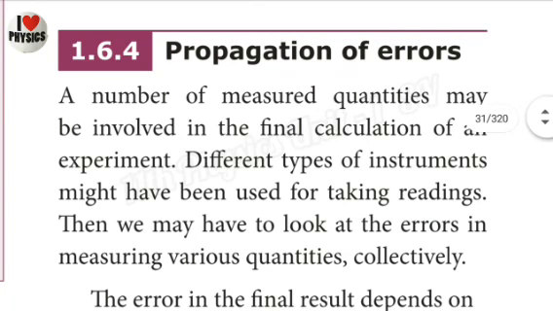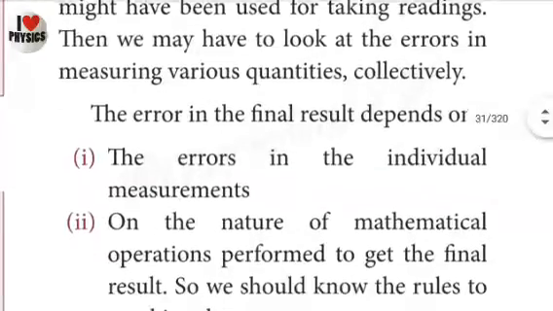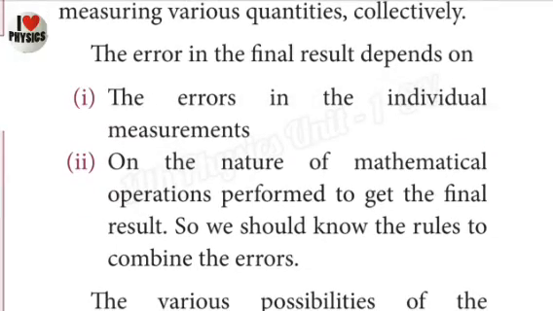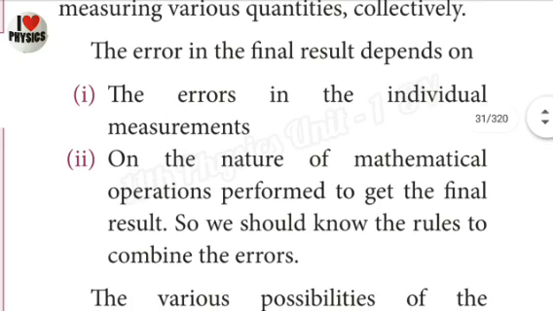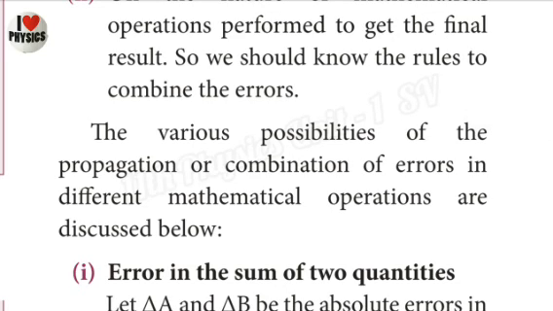A number of measured quantities may be involved in the final calculation of an experiment. Different types of instruments might have been used for taking readings. The error in the final result depends, first, on the errors in the individual measurements, and second, on the nature of the mathematical operations performed to get the final result.